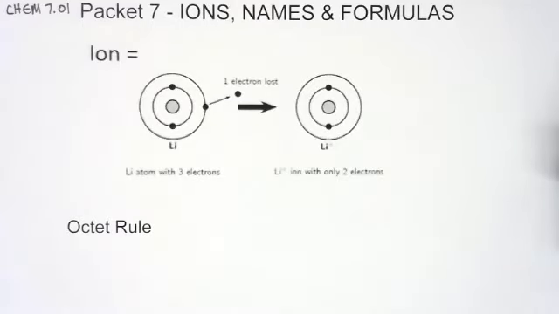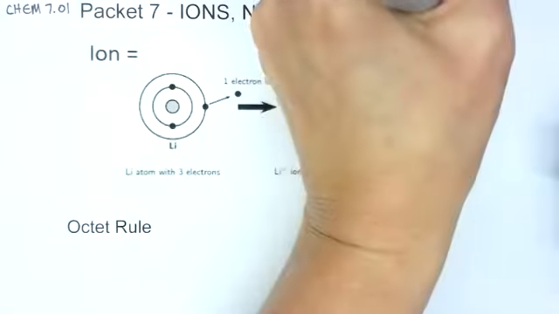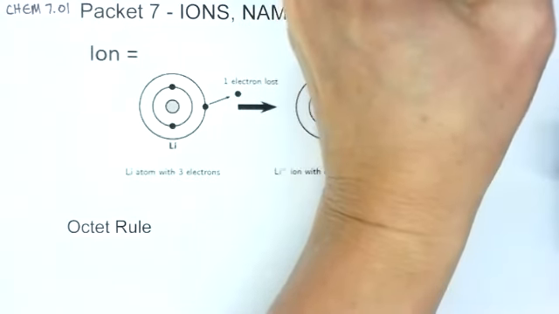Welcome. This is chemistry lesson 7.01. We're starting a new packet, and this is on the names and formulas of chemical compounds.